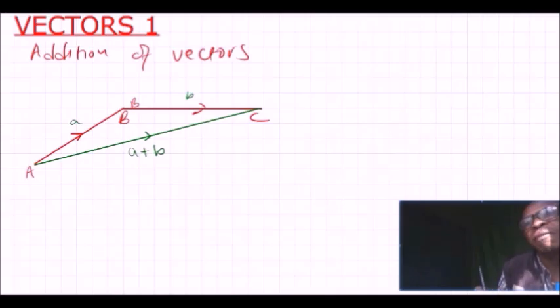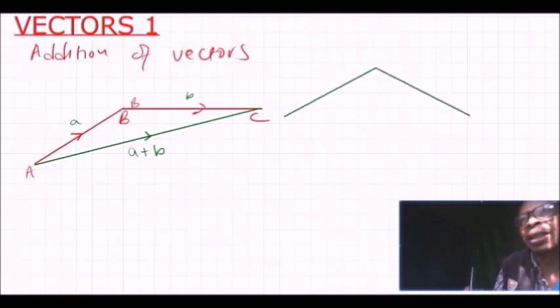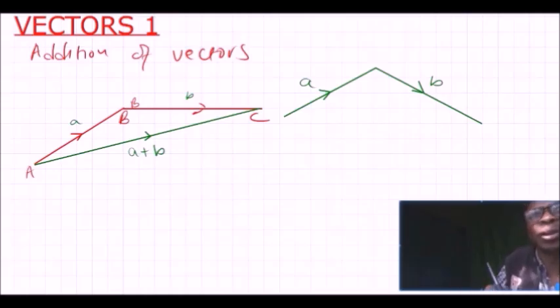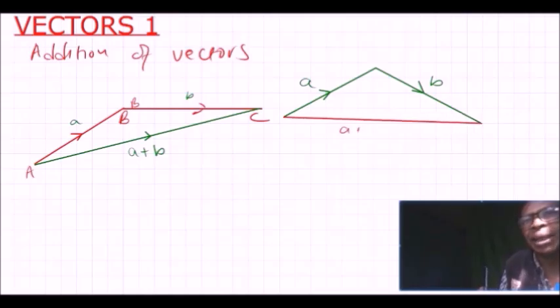So if you have a vector here, we put a vector there, and a vector there. These are two vectors. We can say this is A, this is B. Then the resultant vector, or the addition of the two vectors, is vector A plus B. So that is how we add two vectors.